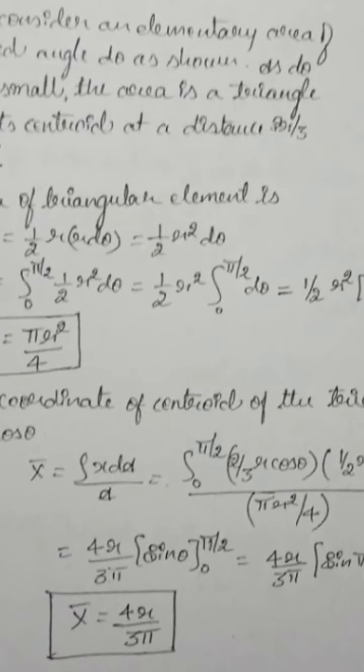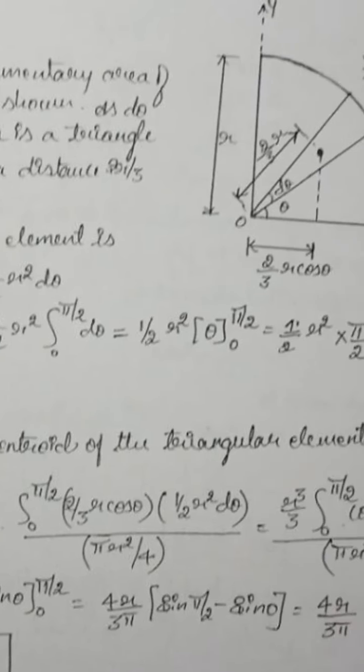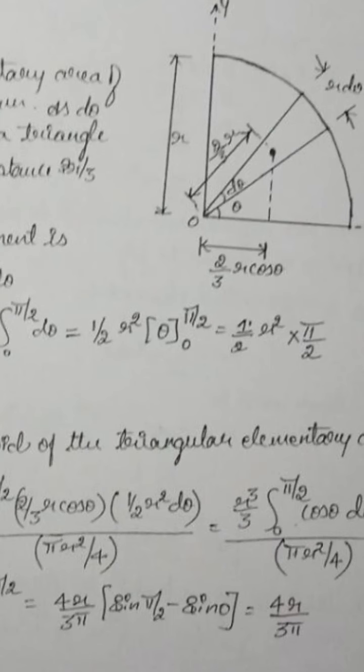You can see here x bar is equal to integration of x into dA divided by area. So don't forget this formula, just memorize it. Here x is the x distance. The x distance we know is 2 by 3 r cos theta.